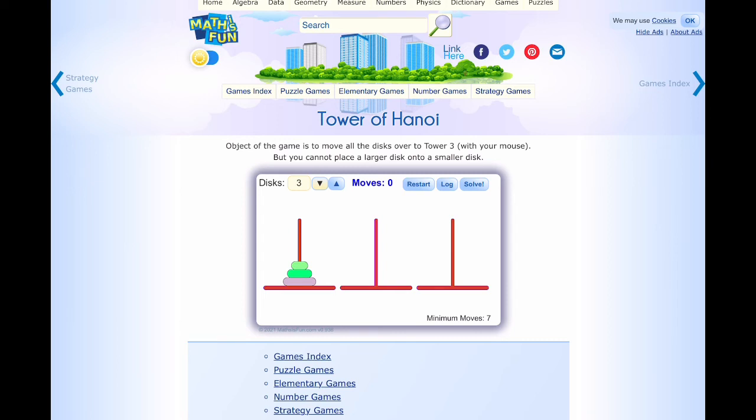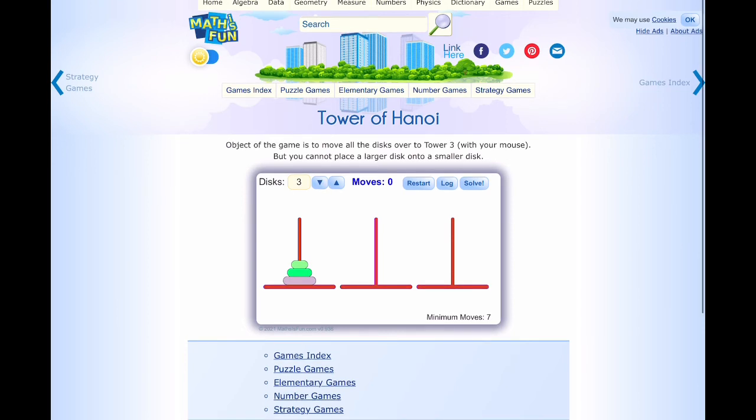The actual problem here tells you that there are 7 minimum moves. So if you do the problem as efficiently as possible, you should be able to move all these discs from one tower to the next in 7 moves. I encourage you to pause the video, try this for yourself, and see if you can get to 7 moves right away. Remember that the actual classical problem has the discs moving from the first tower to the third.